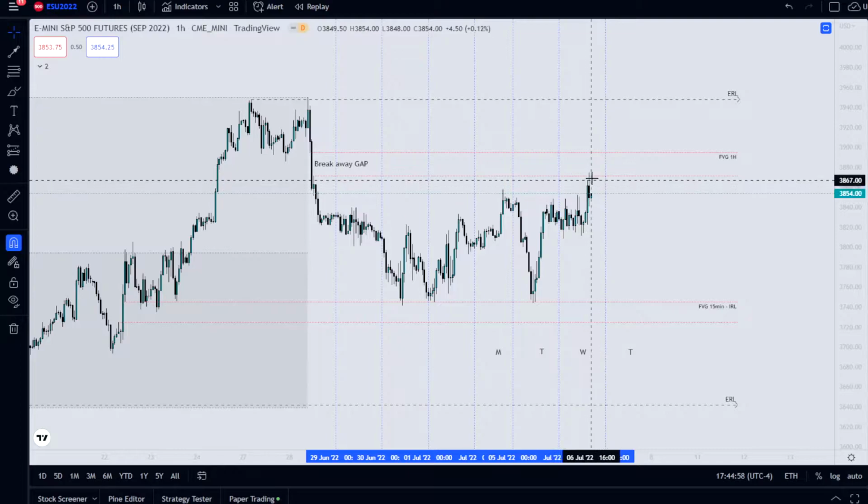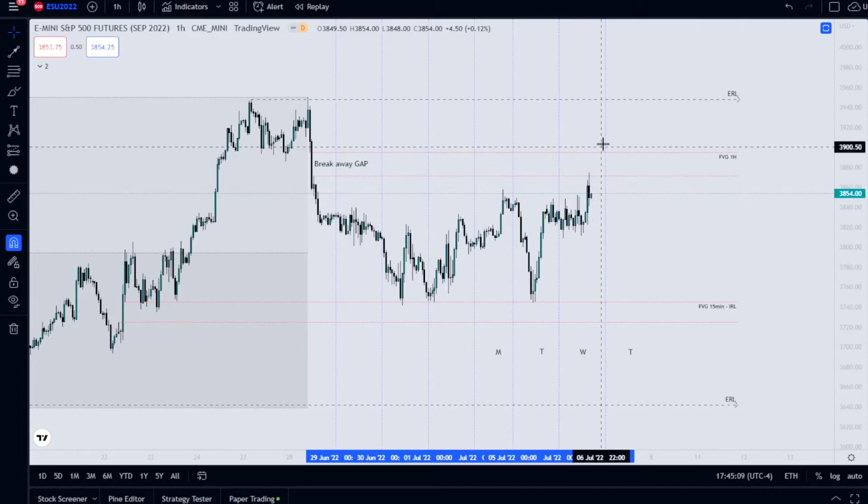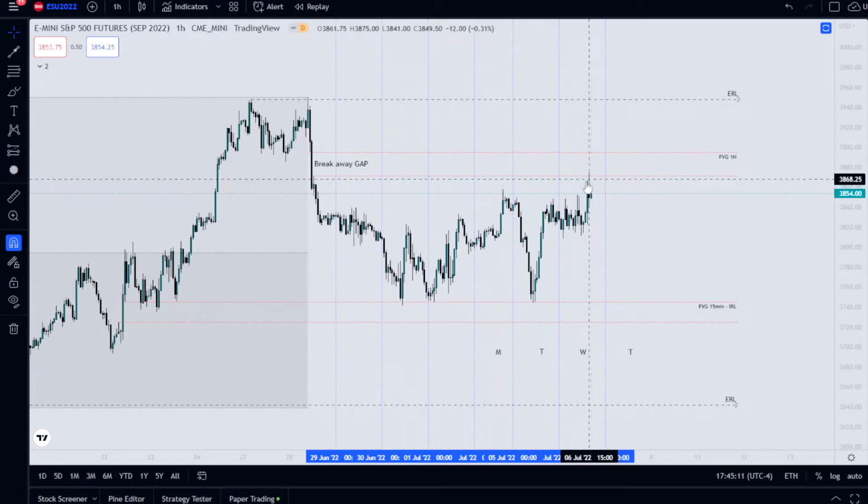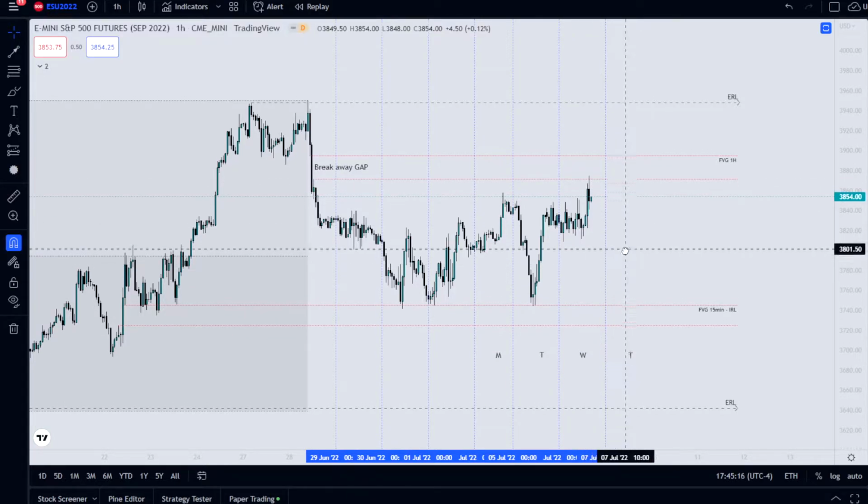Now, as I said, we've already come up into the fair value gap, which is the breakaway gap. Just tagging it is enough. So that doesn't mean we have to go all the way up and fill it. So this might be enough as is, and we might continue our way down.